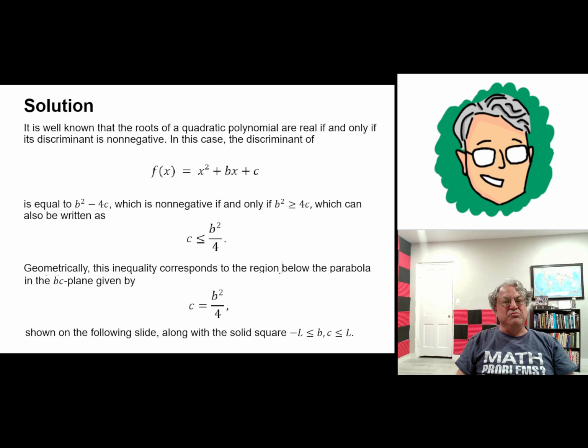Otherwise, they're both imaginary. So we want to calculate the fraction of the area of the square corresponding to b and c both being between minus L and L. That's a square of side length 2L. And we want to know the proportion of that square that lies below the parabola given by c equals b squared over 4. Okay, now I've just stated algebraically what we're looking for.